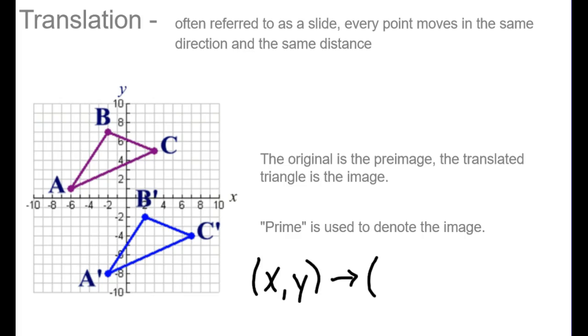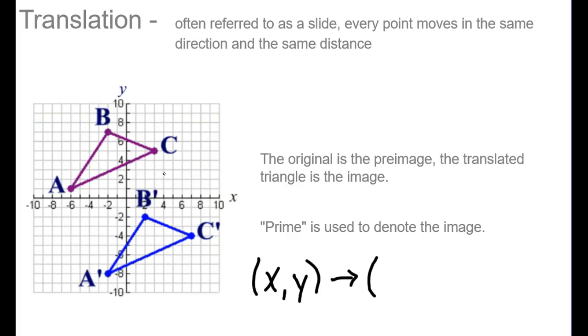Another vocabulary term is the word prime. That is used to denote the image. So if you look at the blue triangle, when you're looking at the vertices, that's A, you see the apostrophe. That apostrophe stands for prime. So the vertex in the bottom left is actually A prime, B prime, and then C prime. So these primes labeled on the vertices, that's how we know this is the image, which means this purple triangle is our pre-image. This is the one we're starting with, A, B, C.